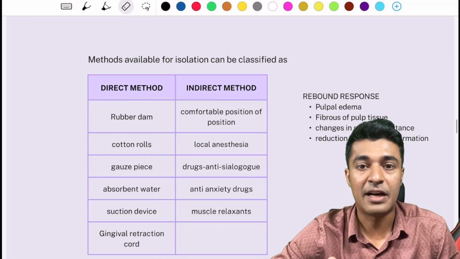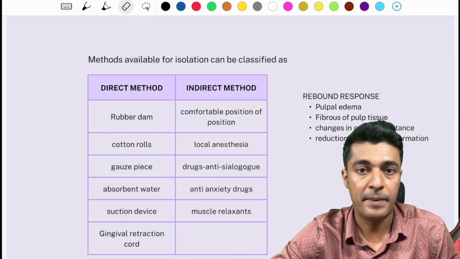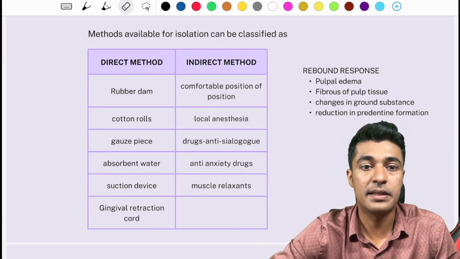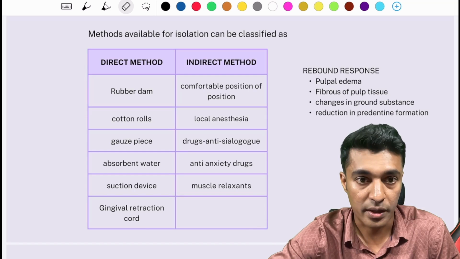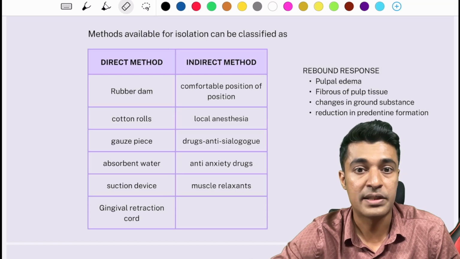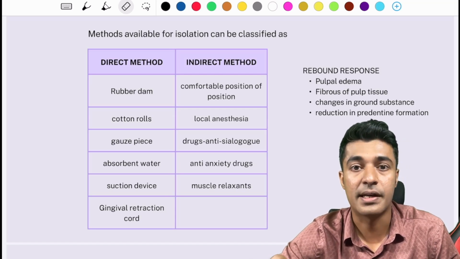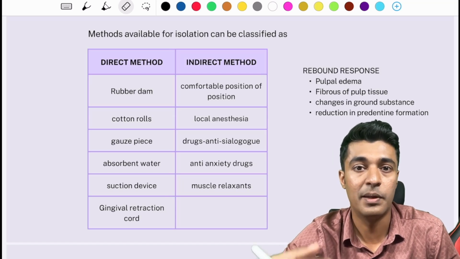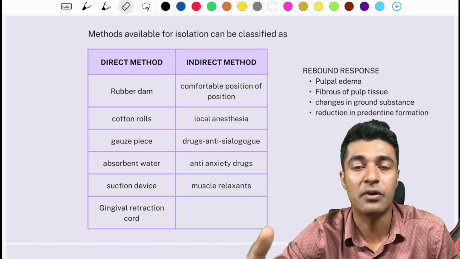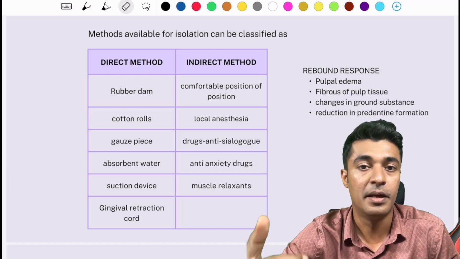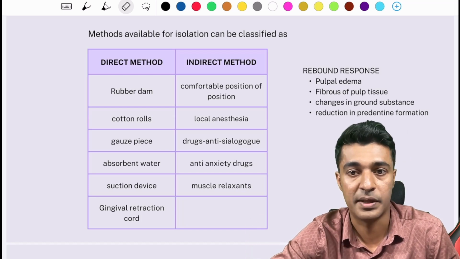Coming to the methods available for isolation, there are the direct methods and the indirect methods. The direct methods include use of rubber dam, cotton rolls, gauze pieces, absorbent wafers, suction devices, gingival retraction cord. Coming to the indirect methods, it includes comfortable positioning of the patient, using of local anesthesia, anti-sialagogues, anti-anxiety drugs, muscle relaxants. These are the indirect methods.